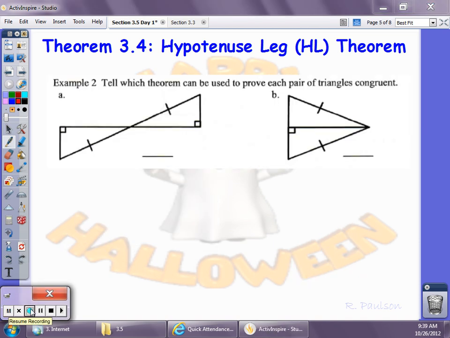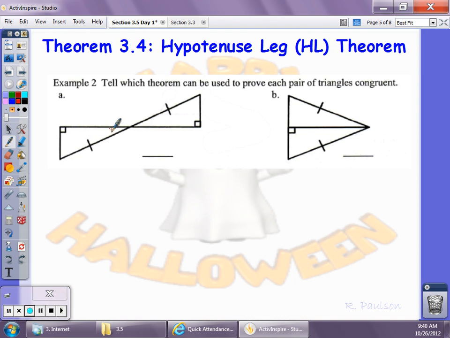Let's go ahead and look at one more example using the hypotenuse-leg theorem. For each example, I would like you to tell me which theorem can be used to prove each pair of triangles congruent, and if they cannot, go ahead and mark no congruence. If you look at the first diagram, we do know that these are right triangles. Remember, in order for the hypotenuse-leg theorem to work, we not only have to know it's a right triangle and that the hypotenuses are congruent, we must also know that the corresponding leg of one triangle is congruent to a corresponding leg of another. So what we're going to do is mark any other information that we can conclude.